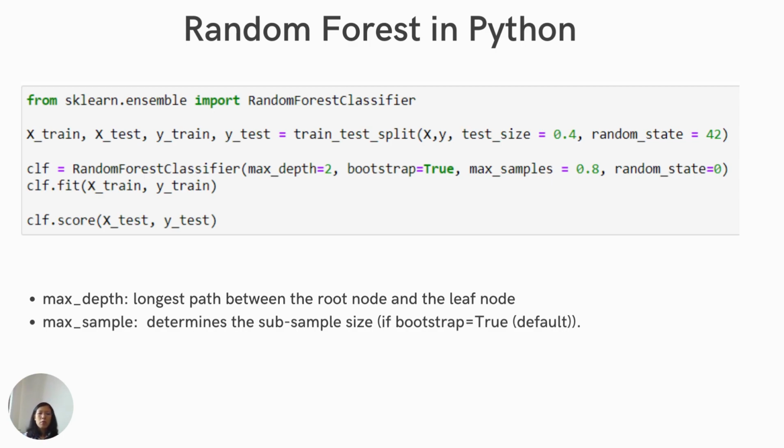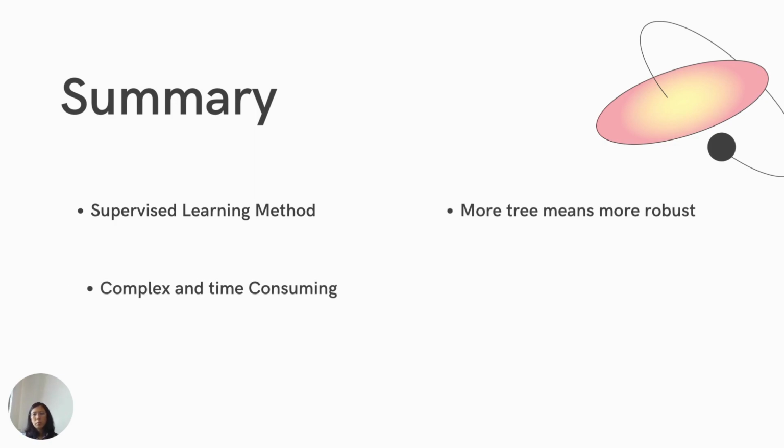Then you can use fit to build the model using the training data, and then you use score to get the accuracy on the testing data. As you can see, implementation in Python using sklearn is pretty straightforward. But you need to understand the theory and concept behind it for tuning the hyperparameters and preparing your data, to make your model get the result that you want.